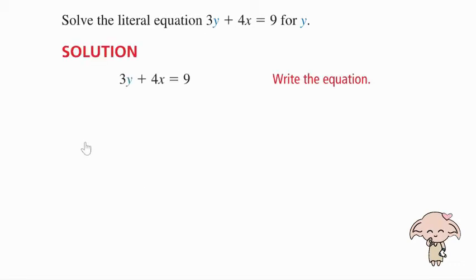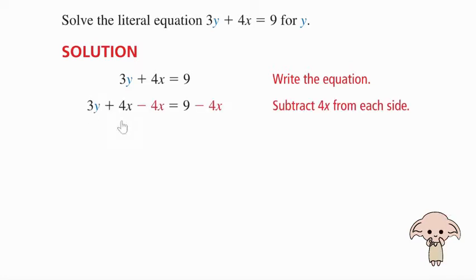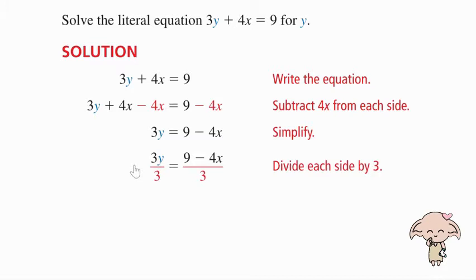So let's go ahead and start. We're going to cover up the 3y, and then we're going to subtract 4x from both sides of the equation. Now we're going to have 3y equals 9 minus 4x. The next step is to divide every single term on both sides of the equation by the coefficient of 3. So we're going to get y is equal to 3 minus 4/3 x.